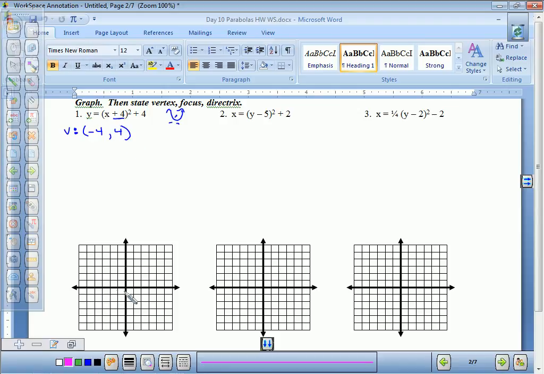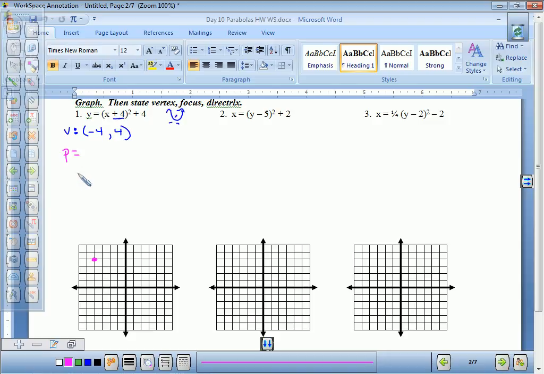We're going to plot the vertex at the point -4, +4. There's the vertex. Okay, so I've got the vertex. I know how it's supposed to look. After I do those two things, I find P.